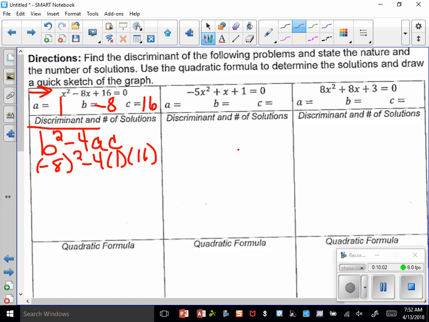So if someone can tell me what they have as their answer. Okay, what'd you get? Okay, did everybody get 0? So that means you have one solution. Okay, so we already know that we're looking for one answer when we are using the quadratic formula.